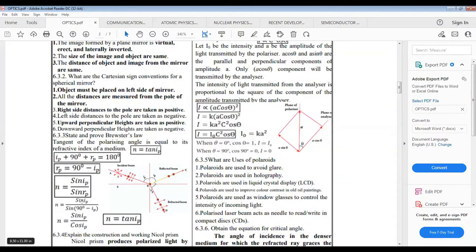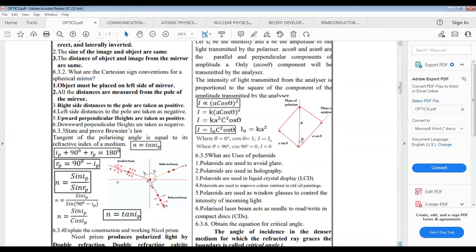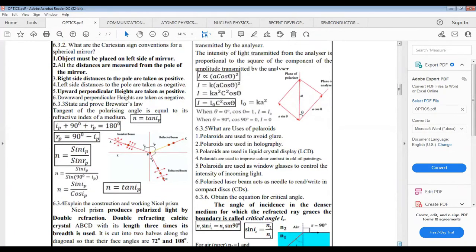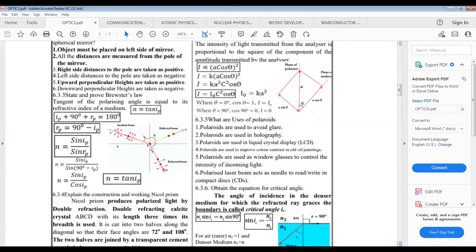For RP, you can write 90 minus IP; sine of 90 minus theta is cos theta. So you get the final expression, n is equal to tan IP. The refractive index is equal to the tangent of the polarizing angle, that you can write. Actually, I mixed both ray optics as well as wave optics. Both the topics will come in one display itself.